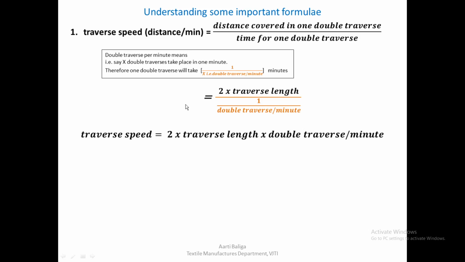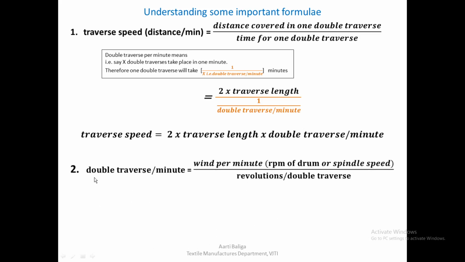So when I just rearrange this, I get traverse speed is equal to 2 into traverse length, which is already there, multiplied by the double traverse per minute, which will go in the numerator. So this is the formula that we finally end up with, and this is the formula that we must remember for our future reference.